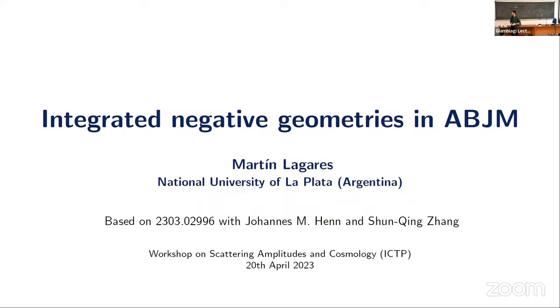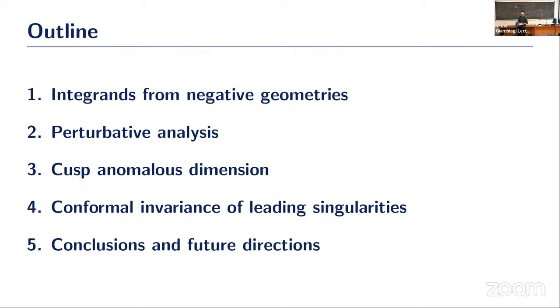So as the title says, I will be talking about this recent work with Johannes and Shun about integrating negative geometries in the ABJM theory. So let me begin with an outline of the talk. I will begin with a short review of how we can build integrands from negative geometries. In particular, I will focus on how we can build integrands for the logarithm of the scattering amplitude. Then I will turn to our computations and show how we can compute these integrations perturbatively in the ABJM theory. Then I will discuss how we can use these integrated negative geometries to compute the Grassmannian dimension of the theory. And I will discuss the conformal invariance of the leading singularities of the integrated results. Finally, I will give some conclusions and talk about possible future directions.